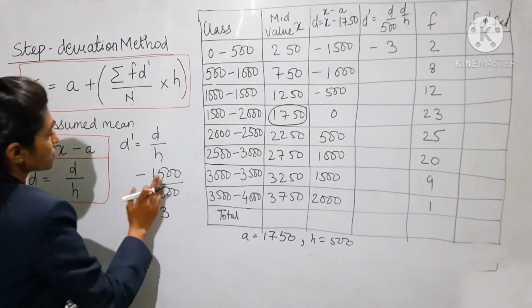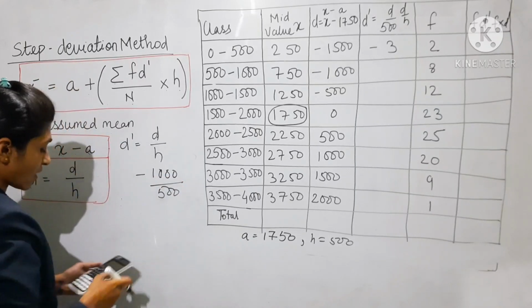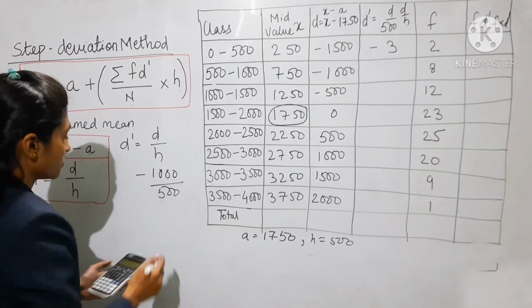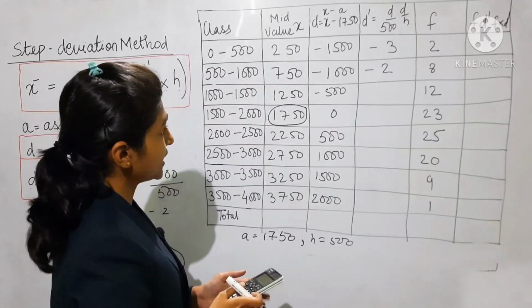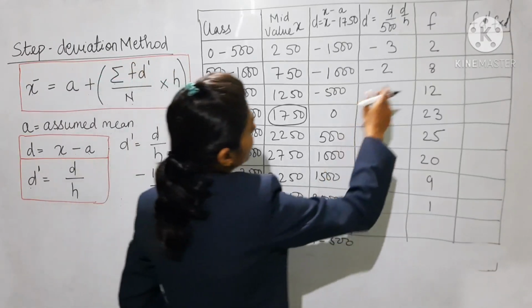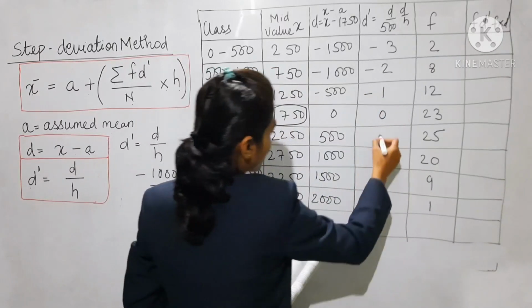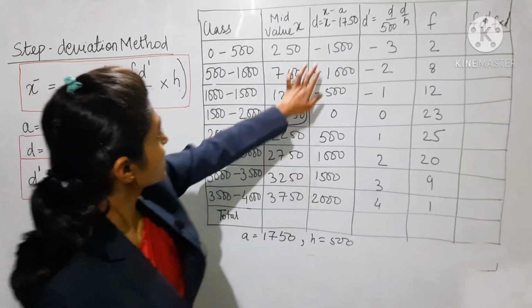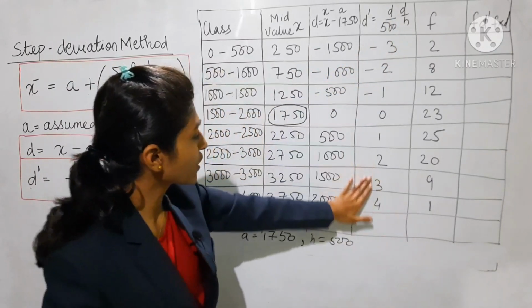Next, the second class: minus 1000 divided by 500, we get minus 2. For the remaining classes, find D dash. Minus 500 divided by 500, we get minus 1. Then 0, 1, 2, 3 and 4. So divide this D column by 500, and you get these values.